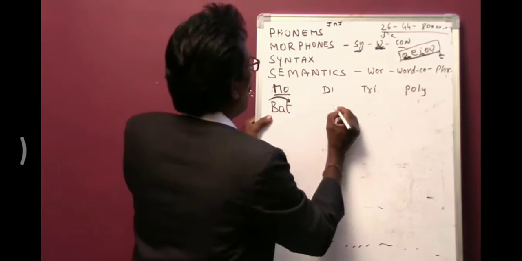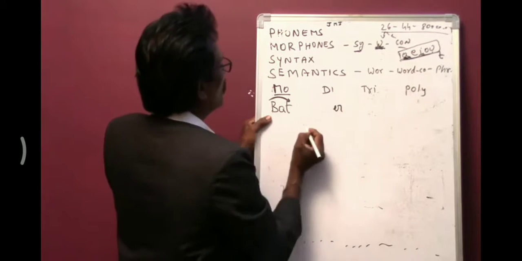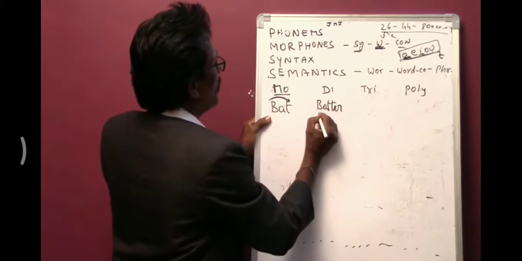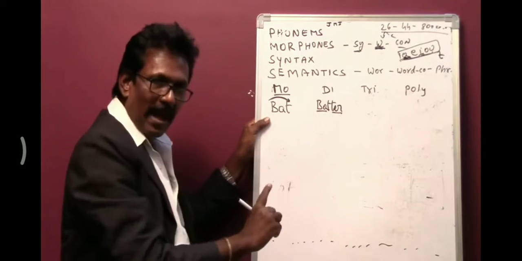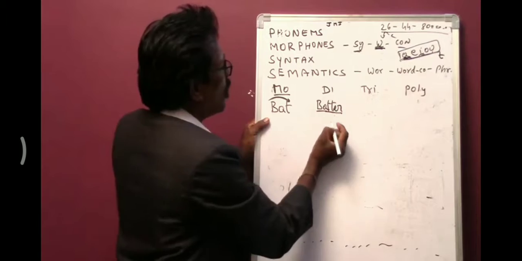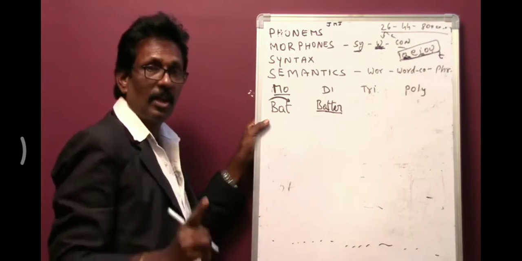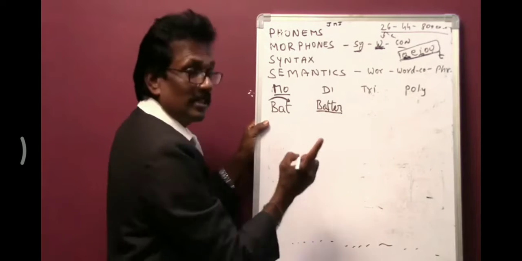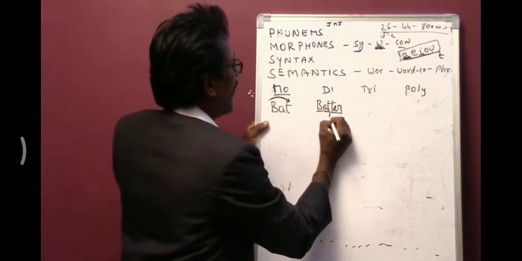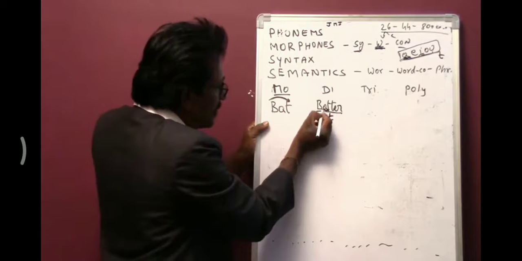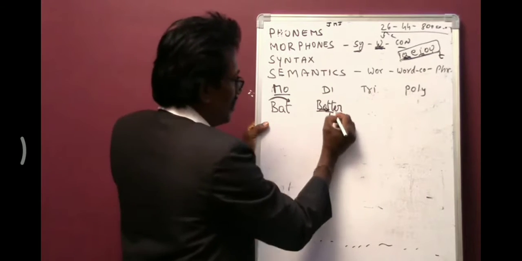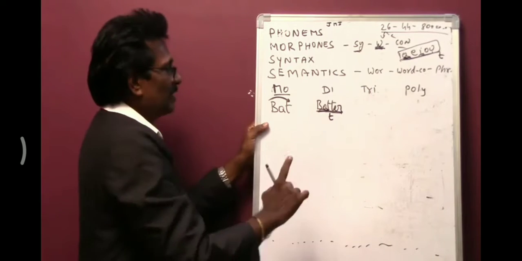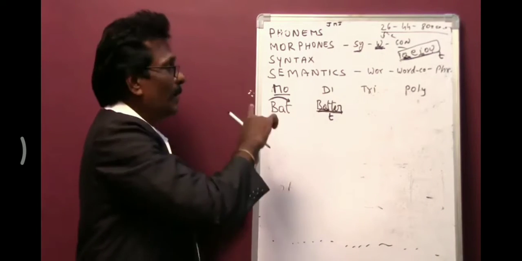Now, if you add ER to this word, batter, B-A-T-T-E-R. When two consonants come together, you have to pronounce a single consonant. You cannot say bat-ter with both Ts. You have to say batter. Bat is one syllable, ter is another syllable. Two became one word. It is called a disyllabic word, batter.